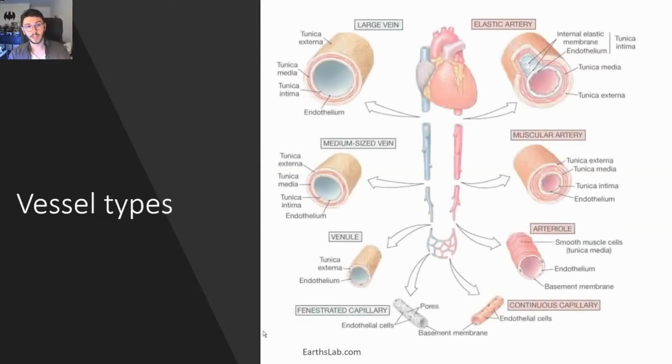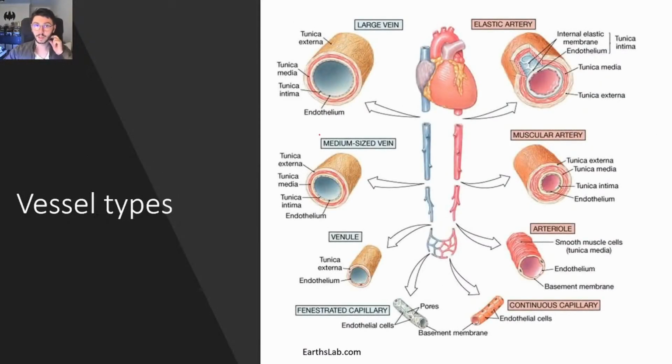So we move on, and these are the different vessel types. We have the large veins, elastic arteries, medium veins, muscular arteries, venules, arterioles, and all the way down to the capillaries.